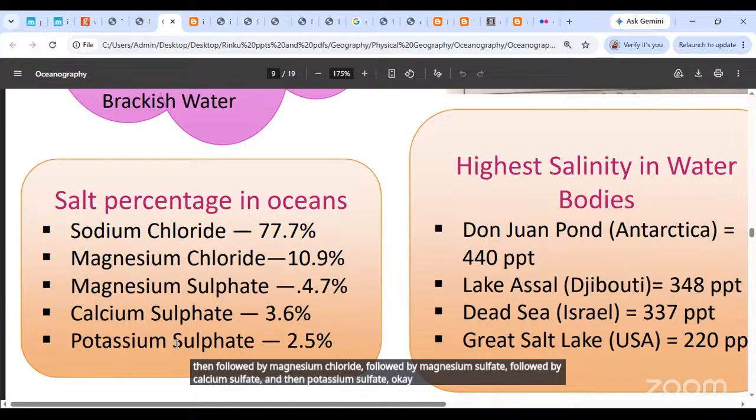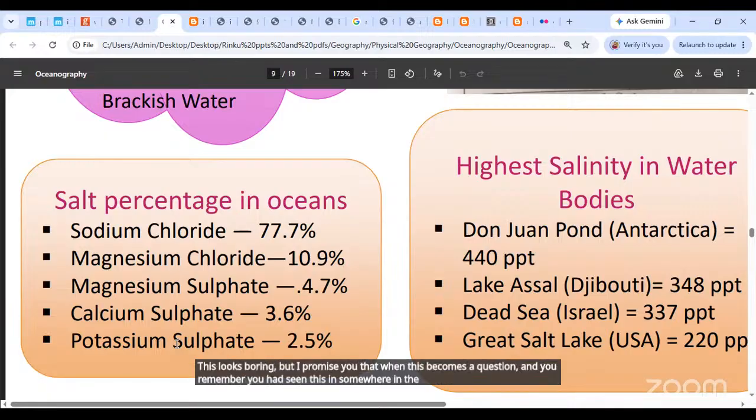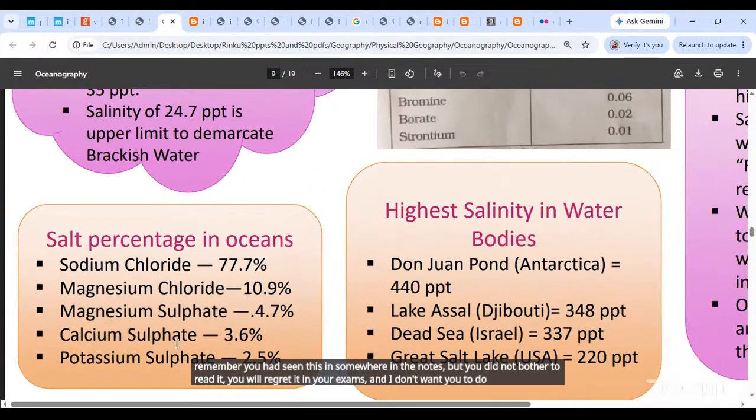This looks boring, but I promise you that when this becomes a question and you remember you had seen this somewhere in the notes but did not bother to read it, you will regret it in your exams, and I don't want you to do that. So please pay attention to the tables.